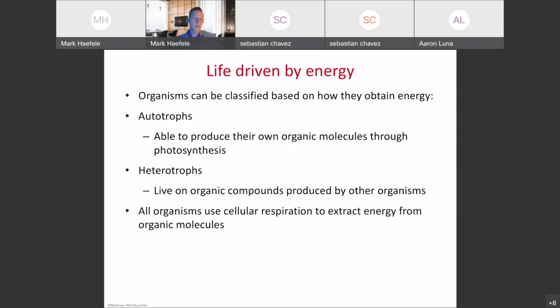Now, when we take a look at the flow of energy through living systems, we have 2 major watershed types of organisms, right? So we essentially have what's called autotrophs. So these are the guys who are going to be basically making their own organic molecules. So these are these highly energetic molecules.